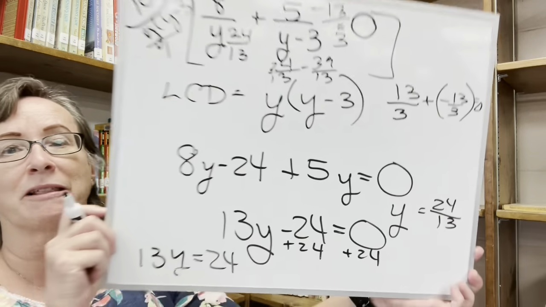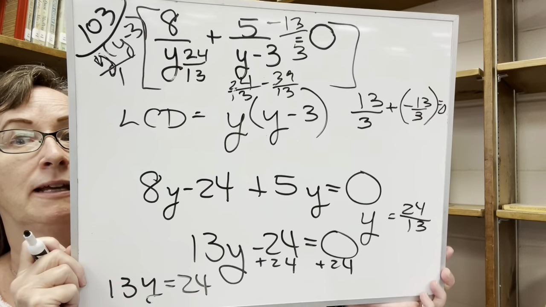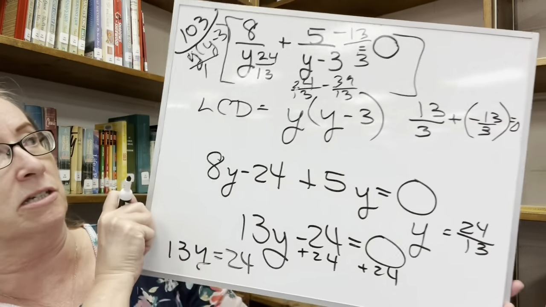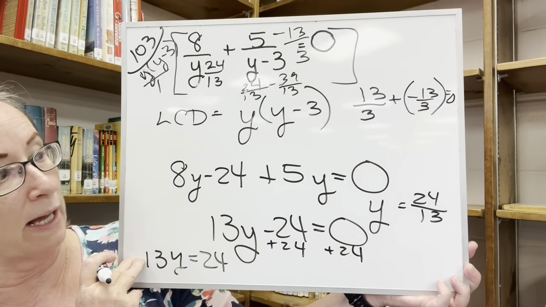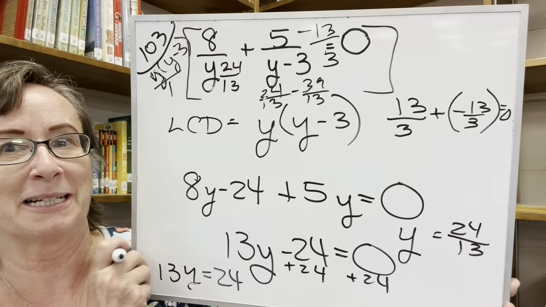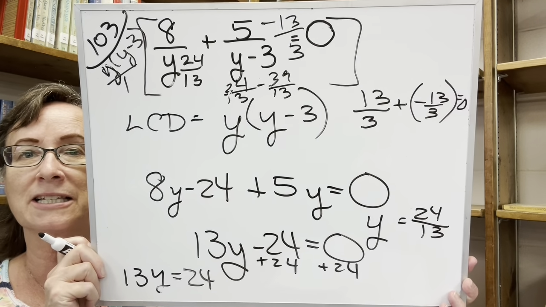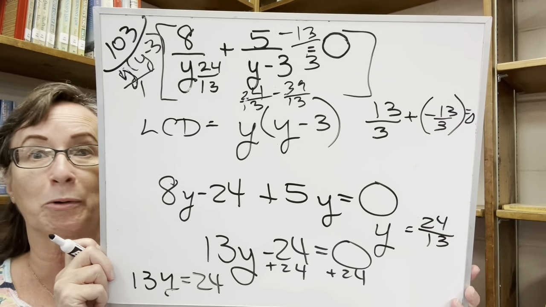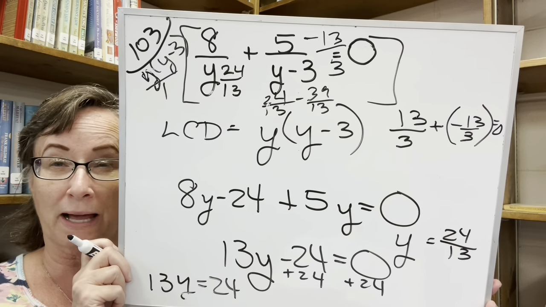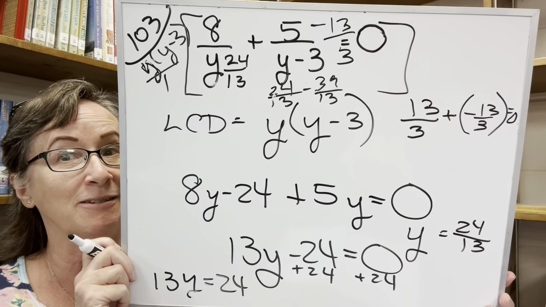Now I don't go check them on all of them, but that's one of those things that you would not intuitively have guessed that the answer was 24/13. So I went ahead and plugged it back in to show you that yes, indeed, the answer really is 24/13. So remember, when you divide by a fraction, you multiply by the reciprocal, don't you? And it all comes out.